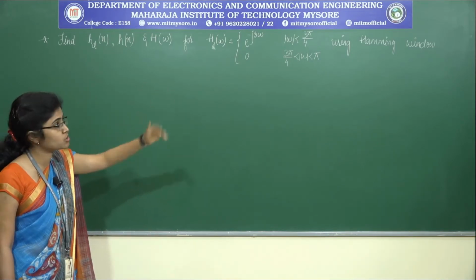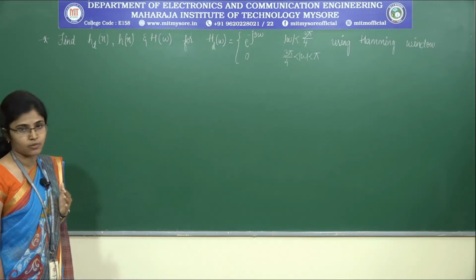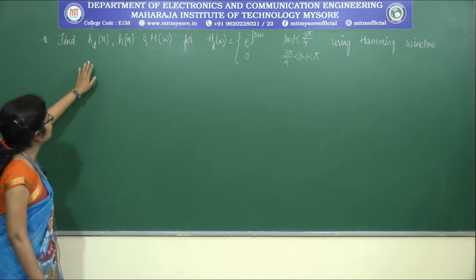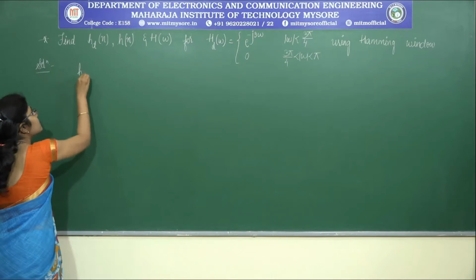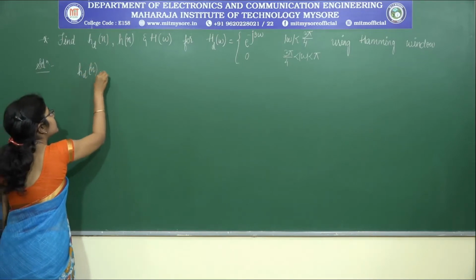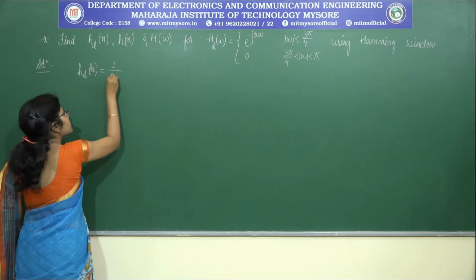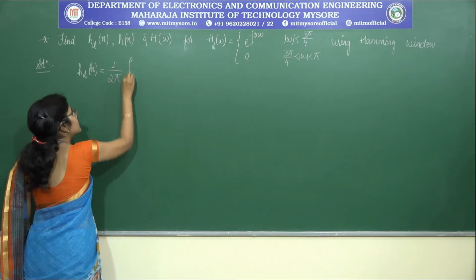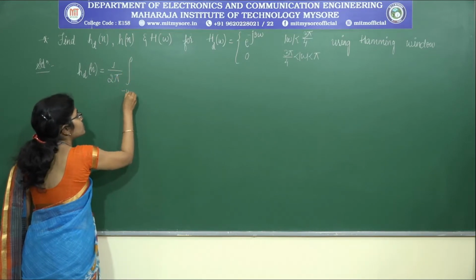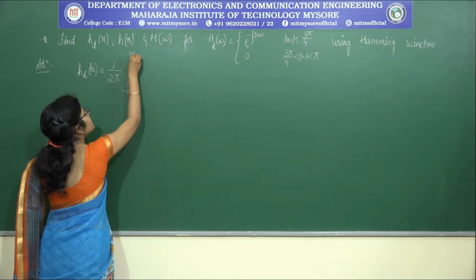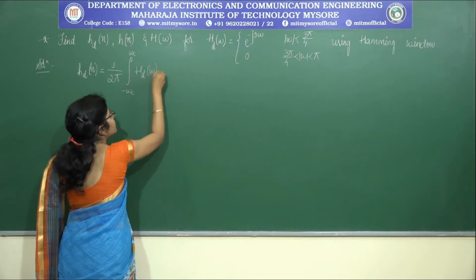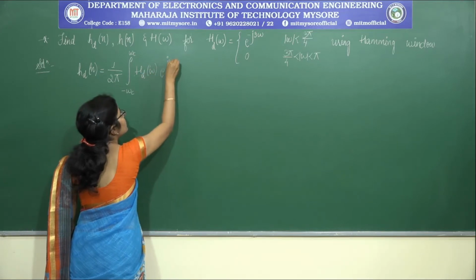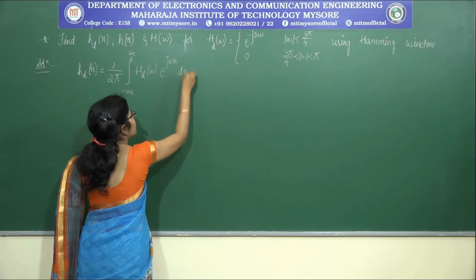So we need to design the low pass filter with the help of this given desired frequency response, using which type of window? Hamming window. If I start solving for hd of n, we all know hd of n is equal to 1 divided by 2 pi integral from minus omega c to plus omega c, Hd of omega into e power j omega n d omega.